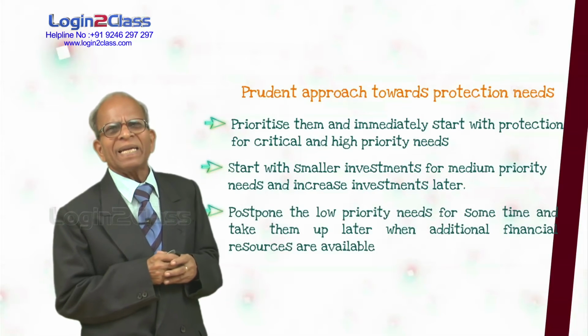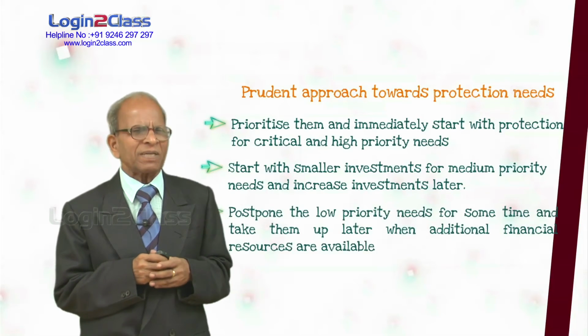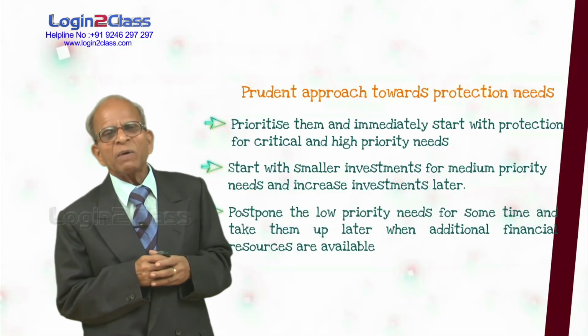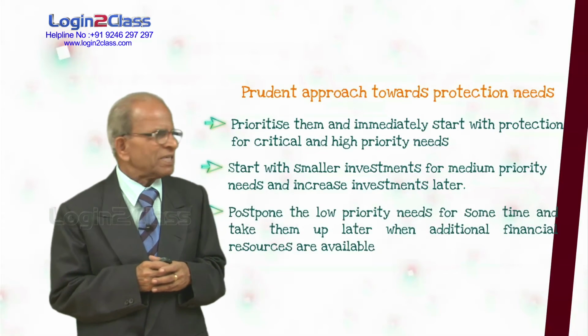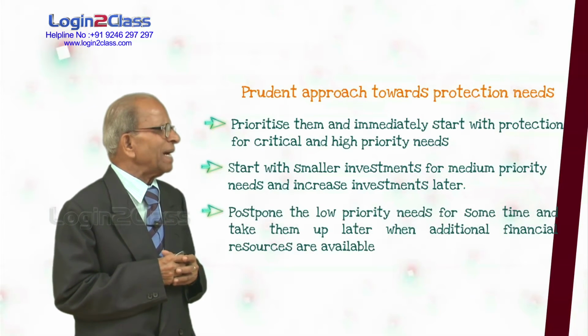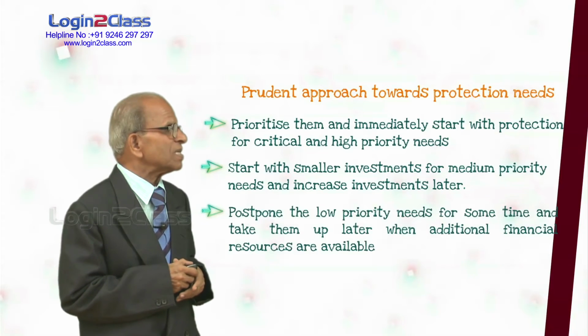Postpone the low priority needs. Retirement income is important, but that is a long way off. So, you postpone them, and when you are in a position to take care of it, you do take care of it. Postpone the low priority needs for some time and take them up later when additional financial resources are available.